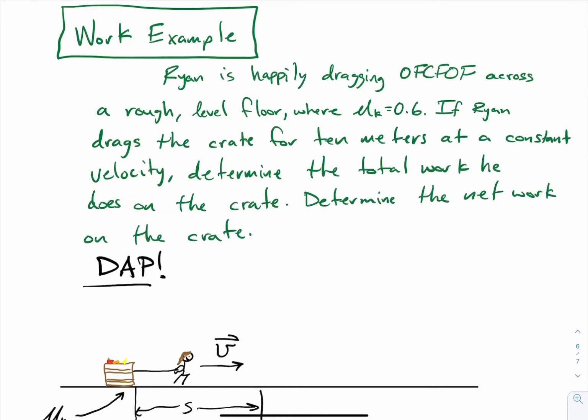In this example, I have me happily dragging our favorite crate full of fruit across a rough, level floor where mu sub k is 0.6. If I drag the crate for 10 meters at a constant velocity, determine the total work that I do on the crate. Determine the net work on the crate as well.